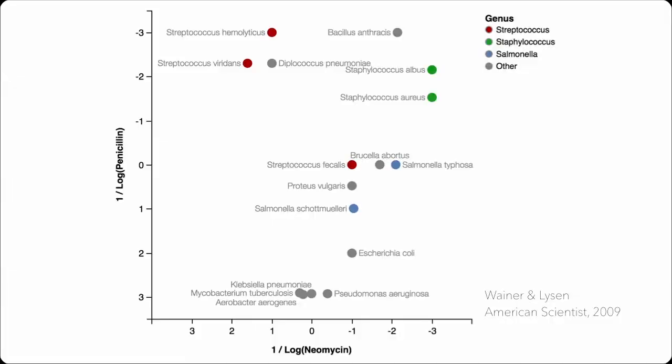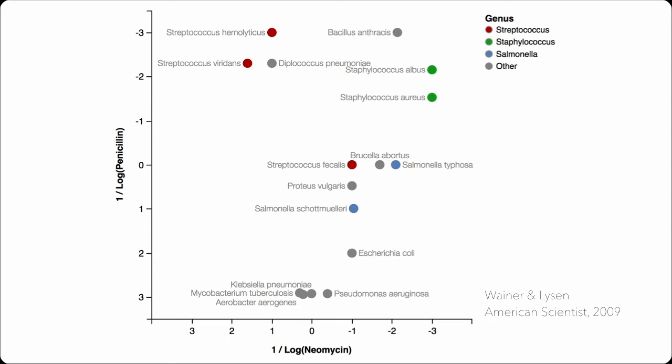So, consider this alternative visualization. It's fairly simple. What we're seeing is the different bacteria in a scatter plot. The bacteria are colored by genus, and they're plotted according to the effectiveness of two antibiotics, neomycin and penicillin. In this case, the lower left corner is areas of very high resistance, and then the upper right corner will be areas of very low resistance.